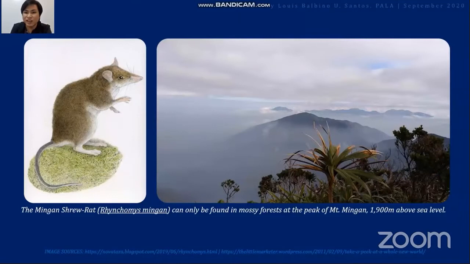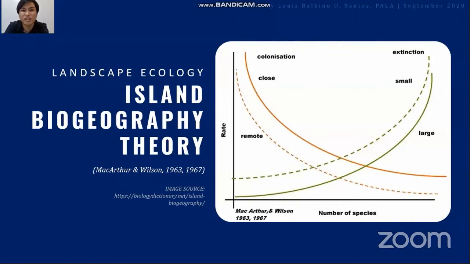Concepts like these are what we study in landscape ecology. Often, landscape ecologists are also conservationists who use landscape ecology to understand how patterns influence the survival of a population of species or a set of species. So two theories on populations are used in landscape ecology. First is the island biogeography theory.